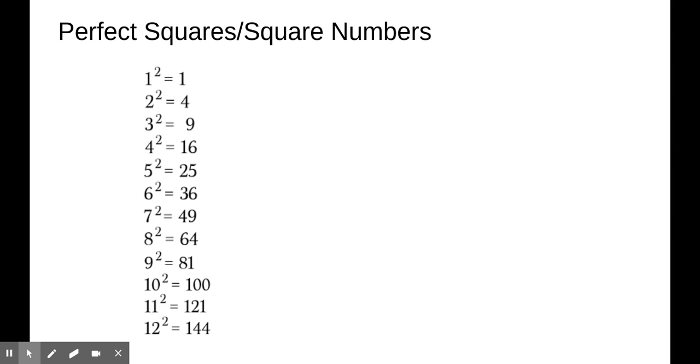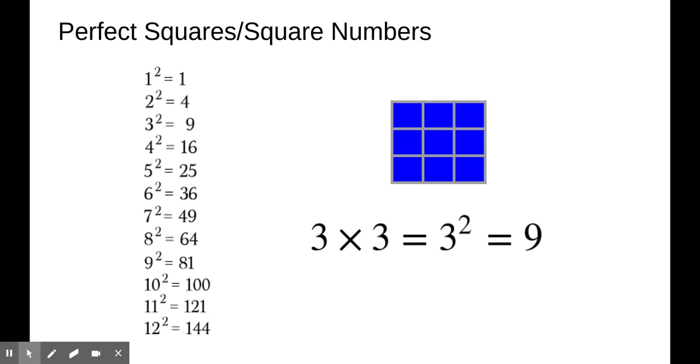A perfect square can be represented as a square with an area equal to the value of the perfect square. Here we have a square with a side length 3 and an area of 9. The side length of a perfect square is the square root of its area. The square root of 9 is 3. It is important for students to understand the inverse or opposite of squaring a number is taking its square root.